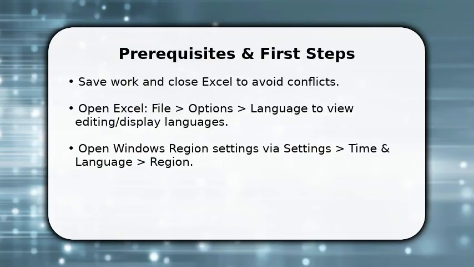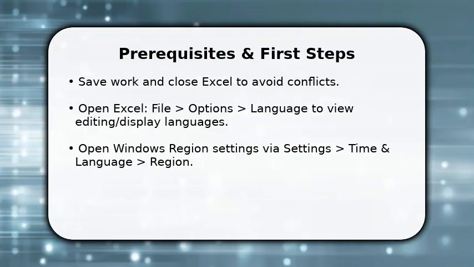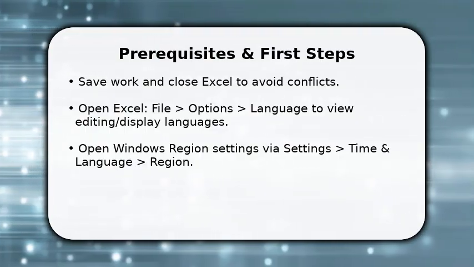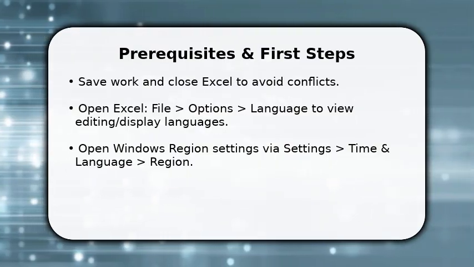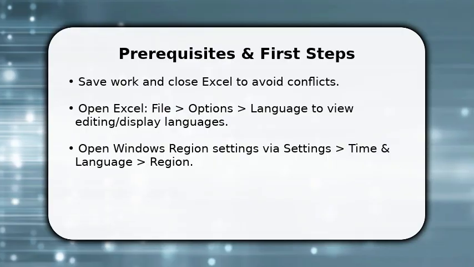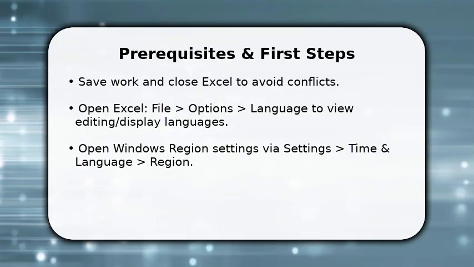You've saved your files and closed Excel. Now start by opening Excel's File menu and choosing Options, then Language. You're doing this because Excel can use a separate display/editing language and Windows regional settings for dates and numbers.